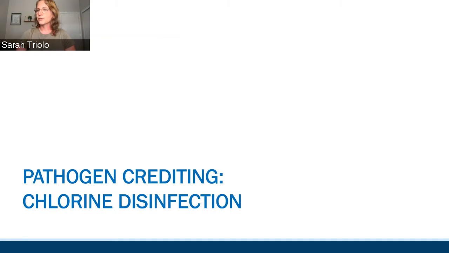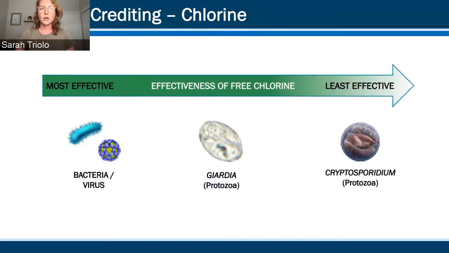So first we're going to go through pathogen crediting for chlorine disinfection. And this is one that we definitely get a lot of questions on. So in general, chlorine is most effective against bacteria and virus. It can be somewhat effective against Giardia, and it's pretty ineffective for inactivating Cryptosporidium. So in general, when we talk about chlorine disinfection, we're really focused on that bacteria and virus credit, and we generally don't talk about this treatment process as a way to get credit for protozoa reduction.